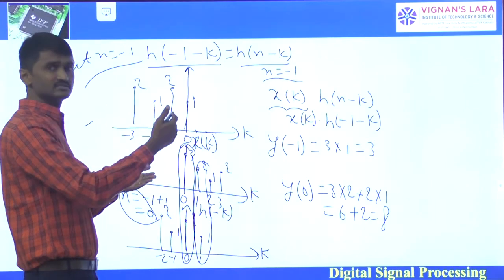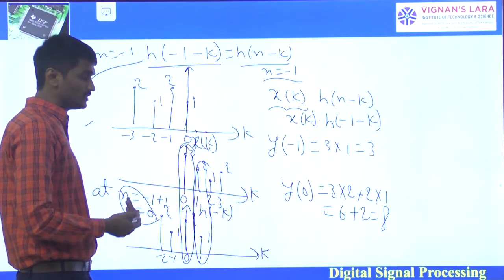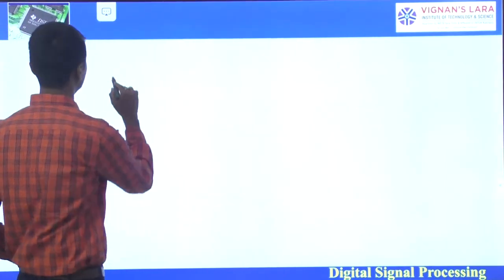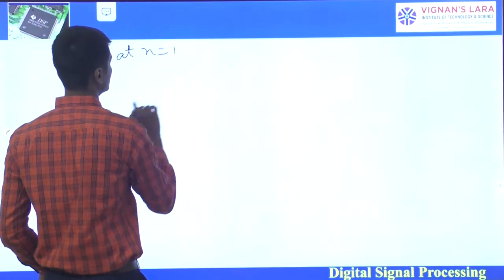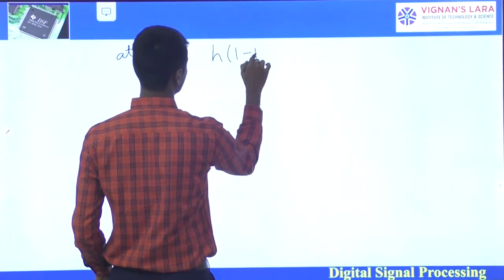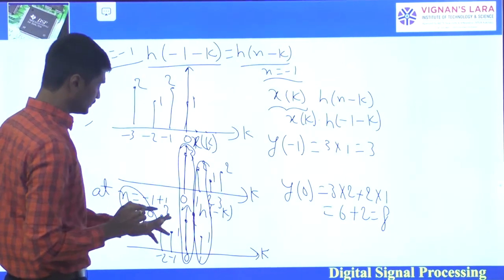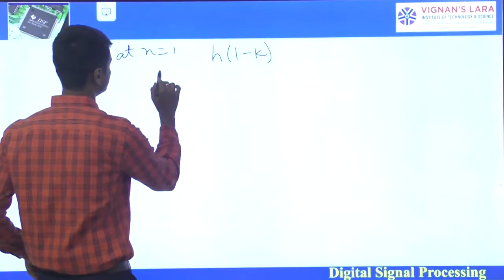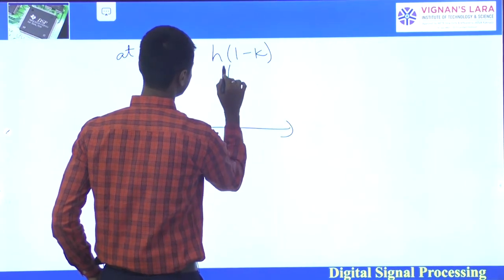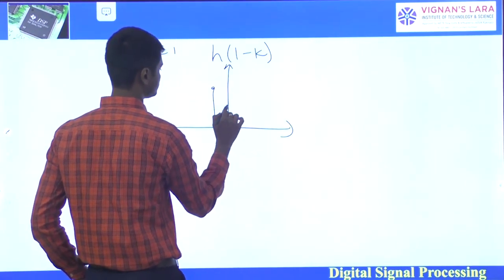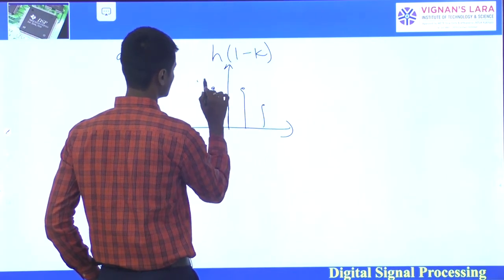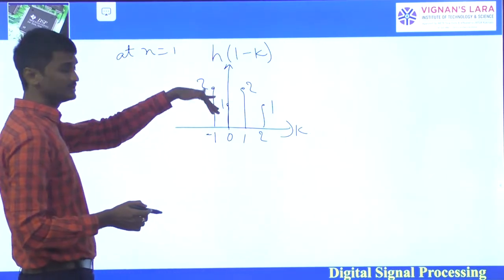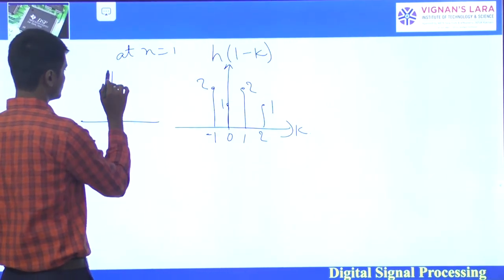Similarly, we increase the value of n again, so n will be 1. At n equals 1, h of 1 minus k is h of minus k with 1 value shifted to the right. Then multiply this with x of k.